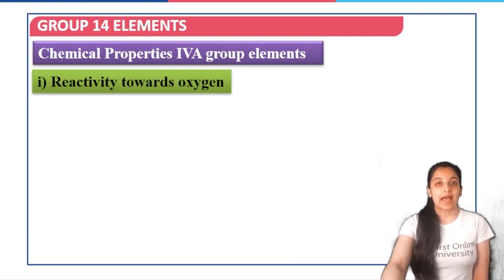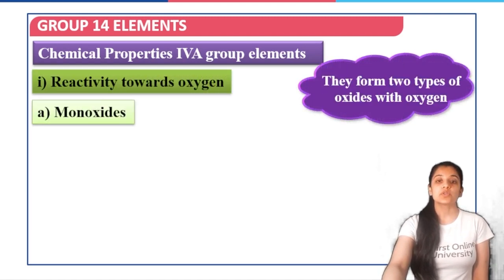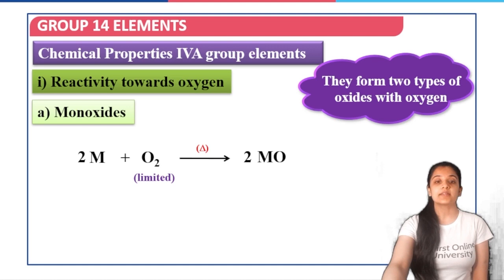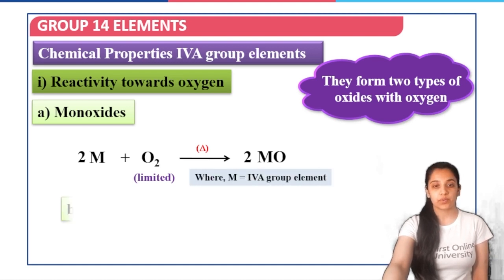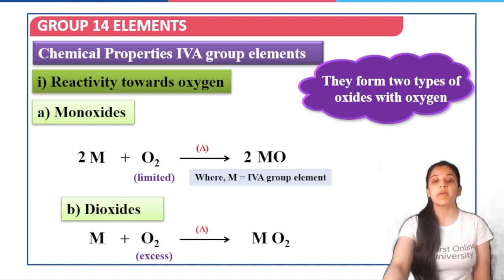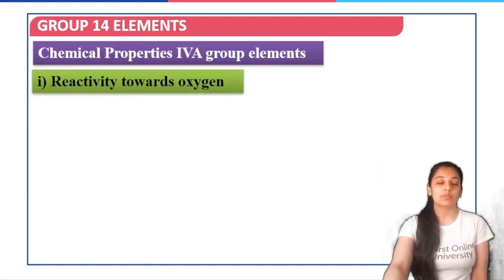Next, we talk about the reactivity towards oxygen. They form two types of oxides with oxygen. The first is monoxides, when the metal reacts with a limited amount of oxygen on heating to form MO, where M is any group 14 element. The second possibility is the formation of dioxides, when the metal reacts with oxygen in excess on heating to form MO2. Again, M could be any group 14 element and a dioxide is formed.